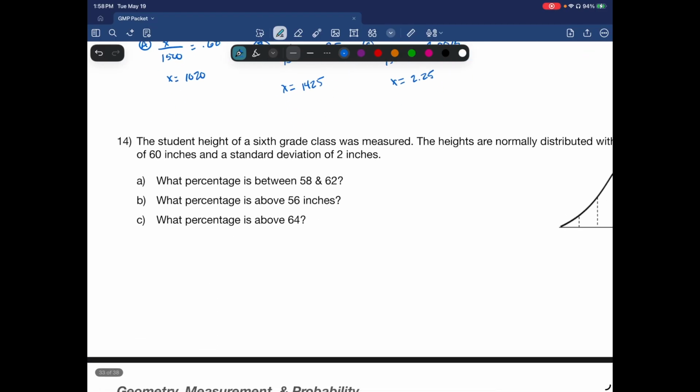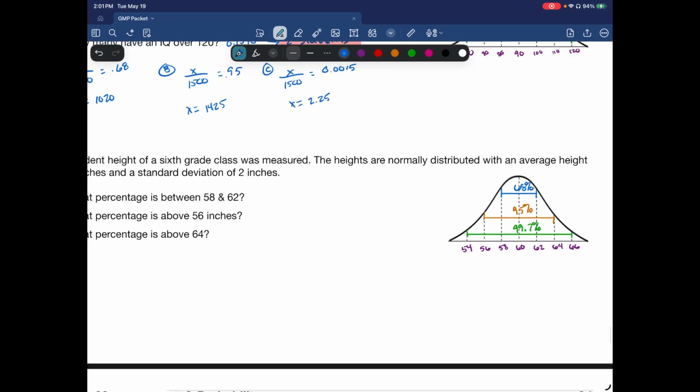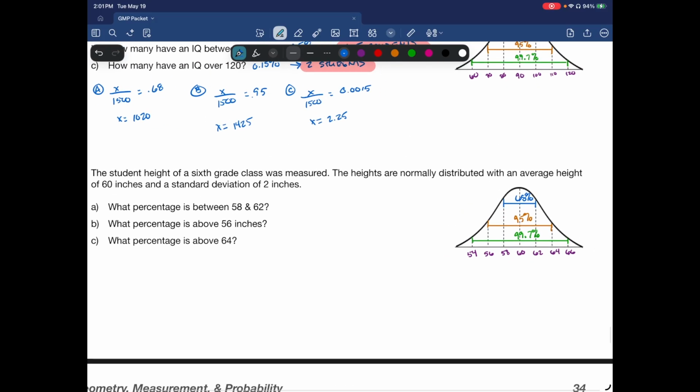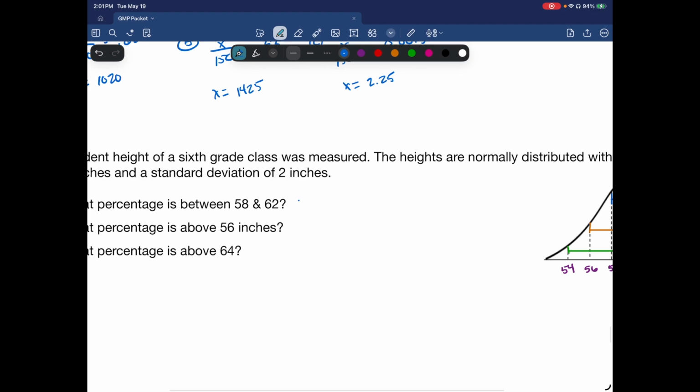And then on 14, it just says what are the percentages. So this one is a little more straightforward. Okay, so set up our curve. And the first question says, what's the percentage between 58 and 62? All right, so that's this to this. So this can be 68%. Really simple. 68%.